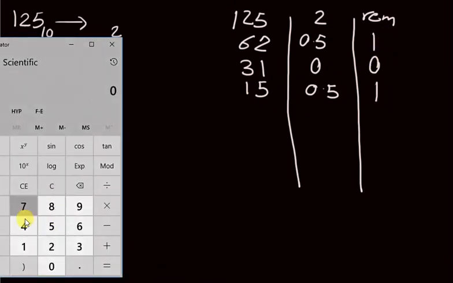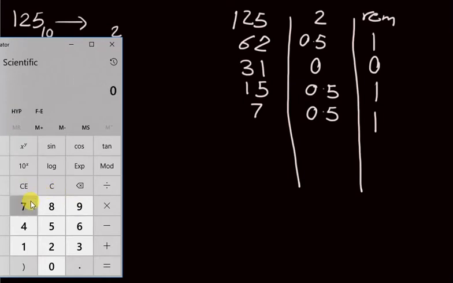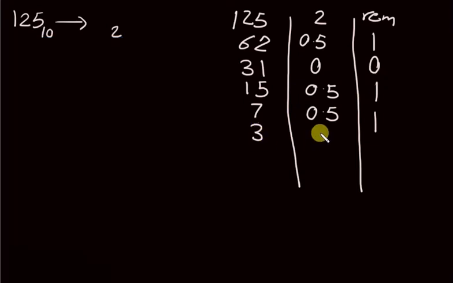And then again, I will divide 15 by 2. It will give me 7.5. I put 7 here, I put 0.5 here. 0.5 multiplied by 2 is a 1, so my remainder is 1. And then again, I will divide 7 by 2. It will give me 3.5. 3 comes here, 0.5 comes here. 0.5 multiplied by 2 will give me 1, so my remainder is 1.